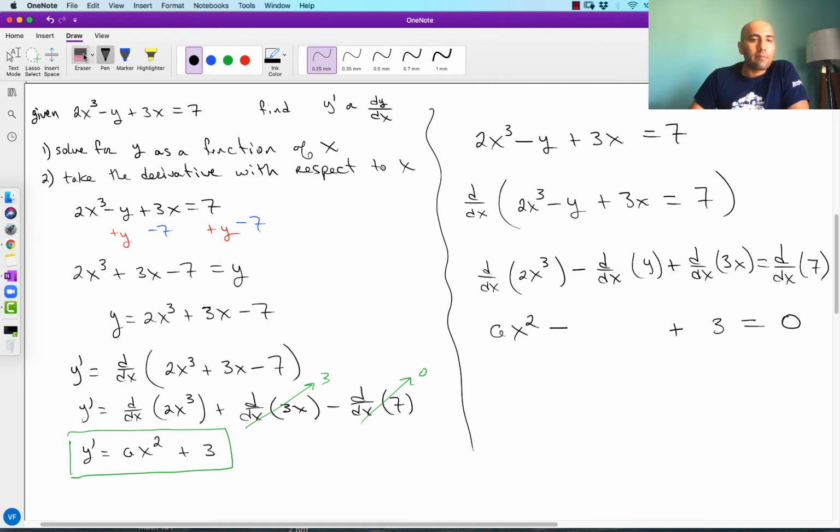So coming back up here, we can say y prime, or we can say dy dx, or we could say d dx of y, right? They all mean the same thing. So that's what this is. This is dy dx. It's what I'm after. It's the derivative with respect to x of the y function.